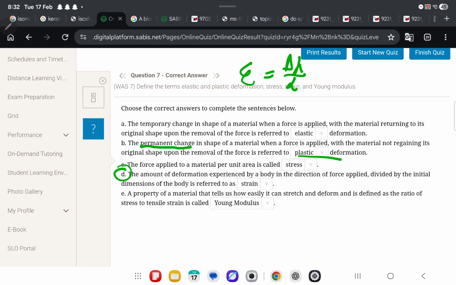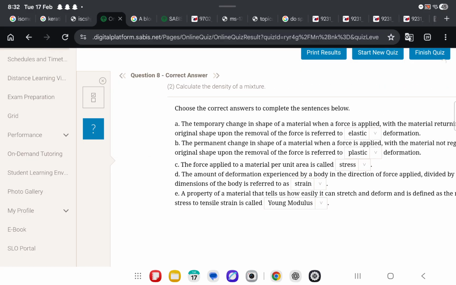Now, a property of material that tells us how easily it can stretch and deform, defined as the ratio of the stress to the strain, ignore tensile, whatever, is called the Young modulus. We just answered that mathematically in the previous question.